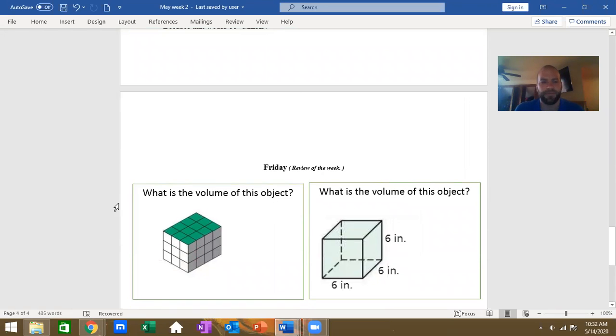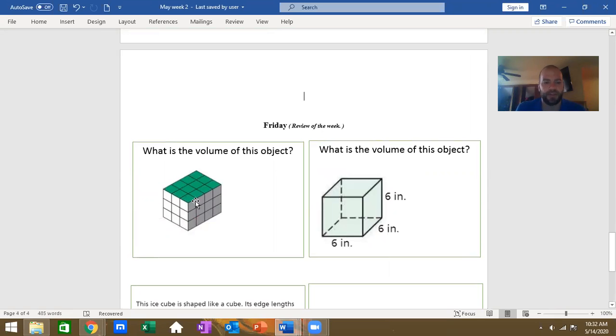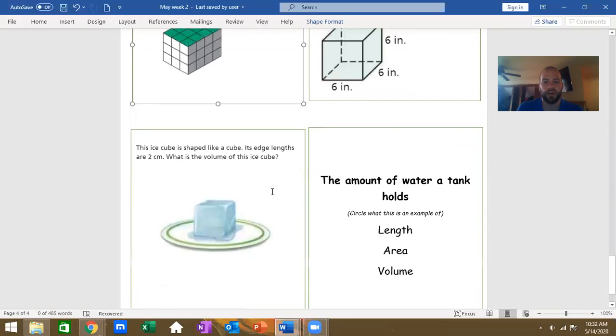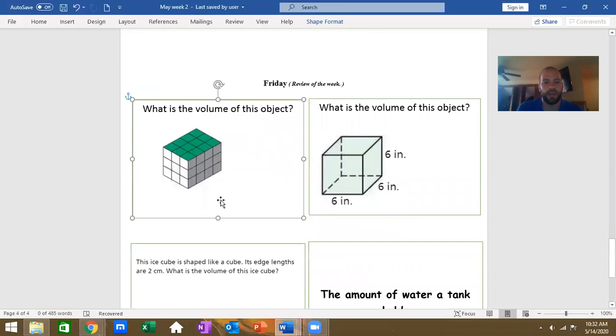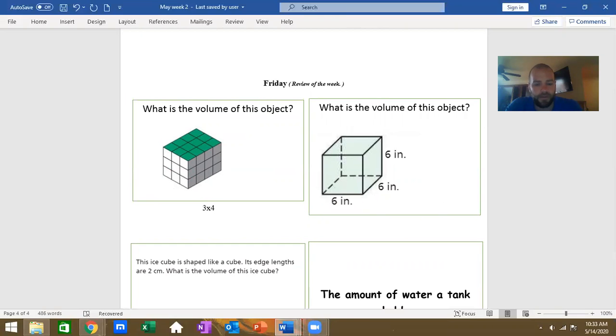Let's check these answers, shall we? What is the volume of this object right here? Well, the base was green. It's 4 by 3, which is 12. So the base is 12, and how many 12s? 3. So therefore, you put down the answer of... Sorry, I had the answer written down here, and I thought I was sly. 3 by 4 is 12. And 12 by 3 is 36 cubic units.